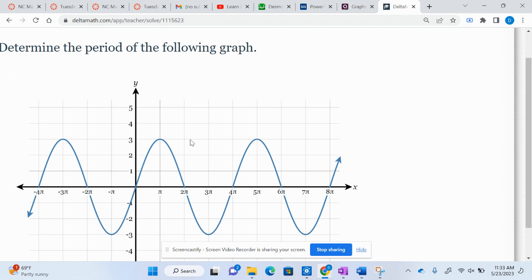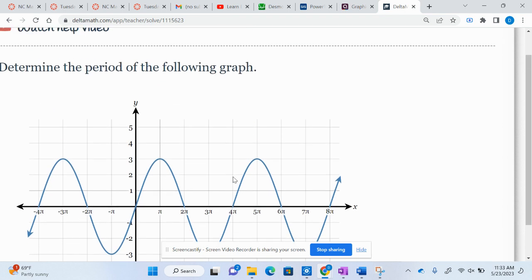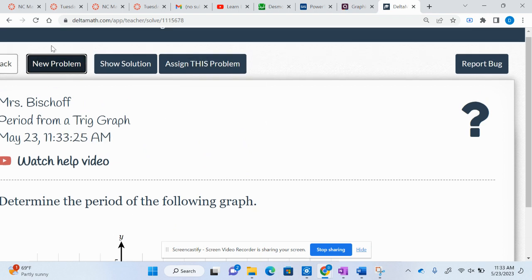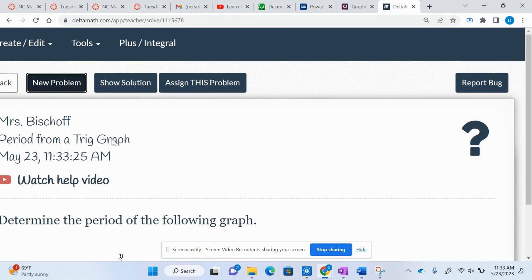Ella, will you jump up there and hit next question? If you go up to the top, it'll say somewhere around there. It'll give us an option for a new problem. Perfect. And then slide back up so we can look at it.